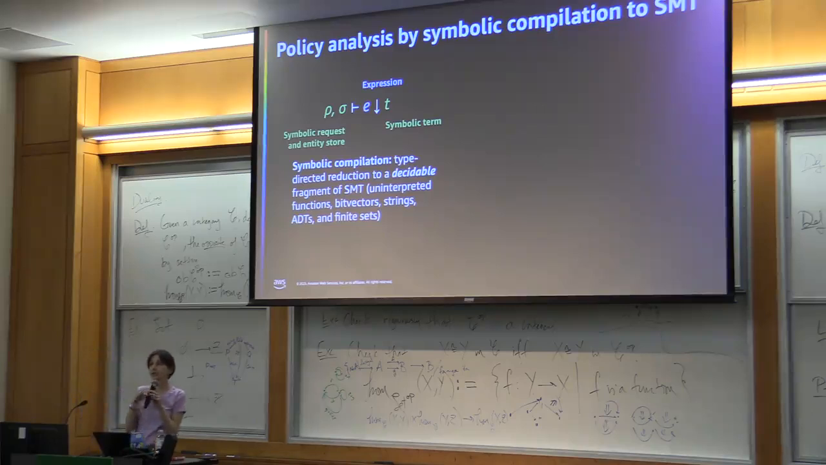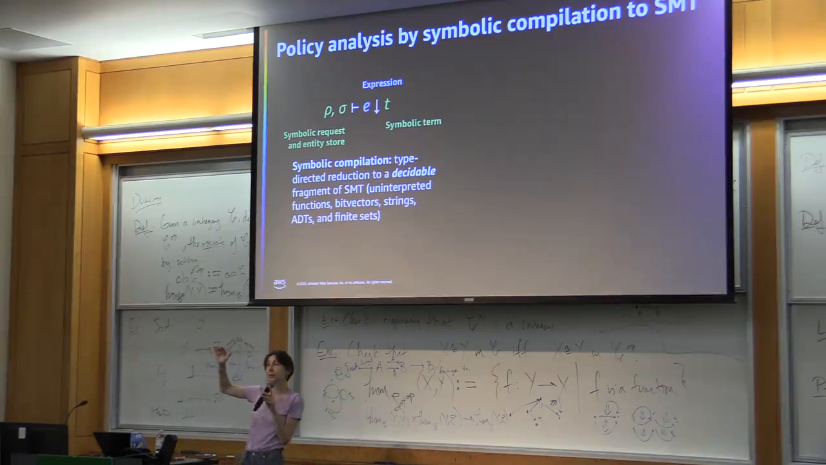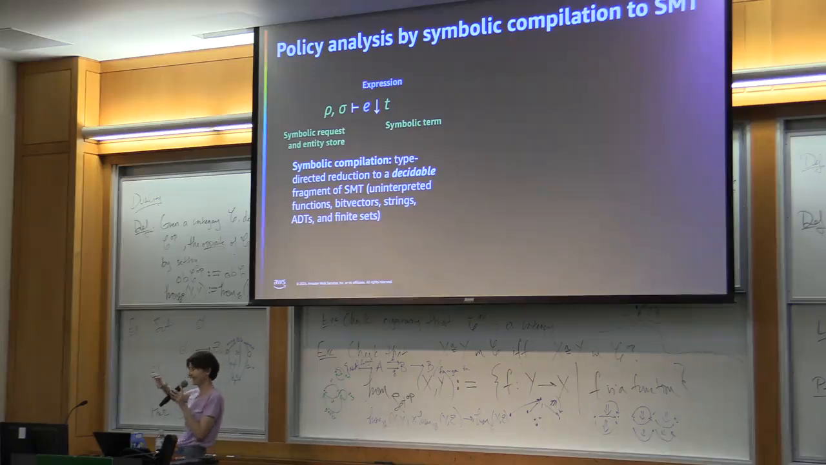Okay? So what the symbolic compiler takes as input are three things. The first one is a symbolic request, which I'm going to call rho, and that represents the set of all concrete requests of the right type for your policies. The second one, which I'm going to call sigma, stands for state, it represents the symbolic store, which is a symbolic representation of the set of all possible concrete stores that are consistent with your schema. And then I take an expression and I produce a term in the SMT language.